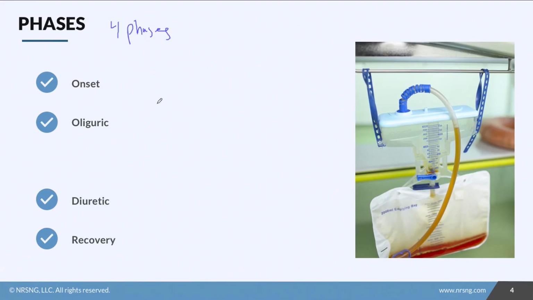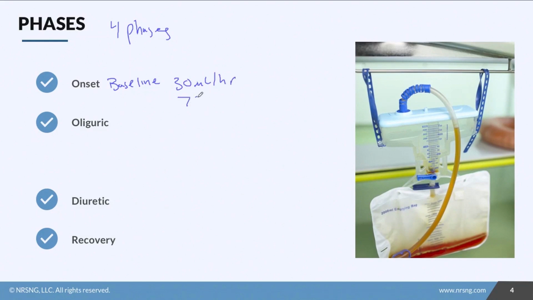In onset, what happens is we start seeing a decline in their baseline urine output. Now take note of that I said baseline. We'll talk about that in a second. Well, we all know that baseline or minimum urine output that we want to see in our patient is 30 mils per hour, right?